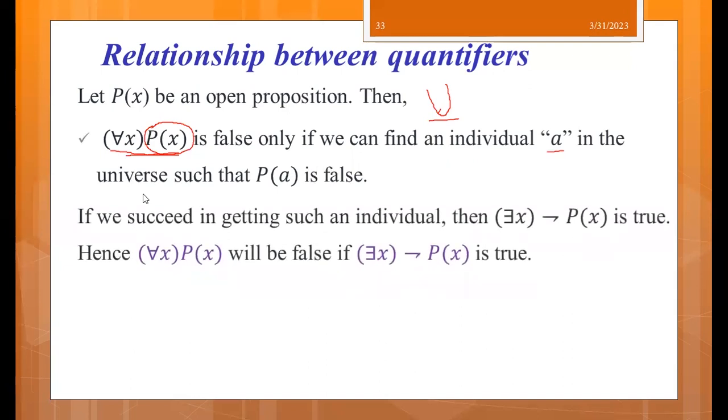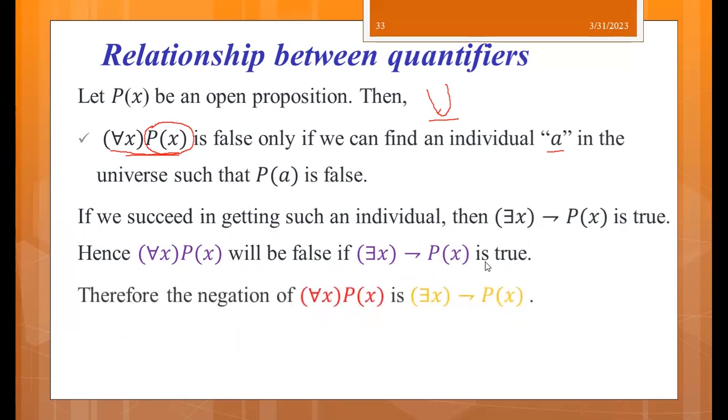That means if we succeed in getting such an individual, then the existence of the negation of p of x could be true. That means if this a can make p of x false, for every x p of x will be false. If this a can make p of x false, the same a should make the negation of p of x true. Hence, for every x p of x will be false only if there exists an x, or simply for some x, negation of p of x is true.